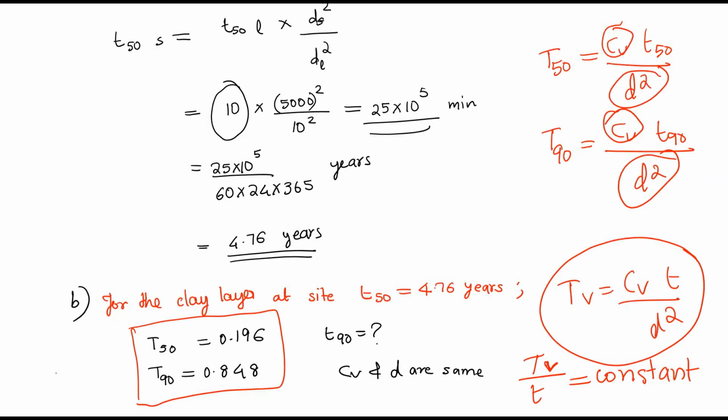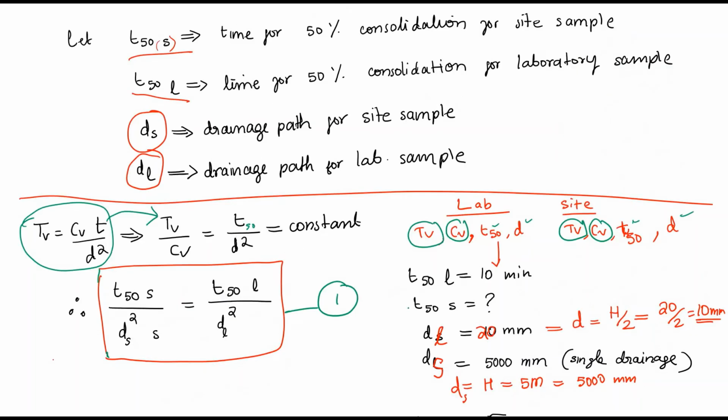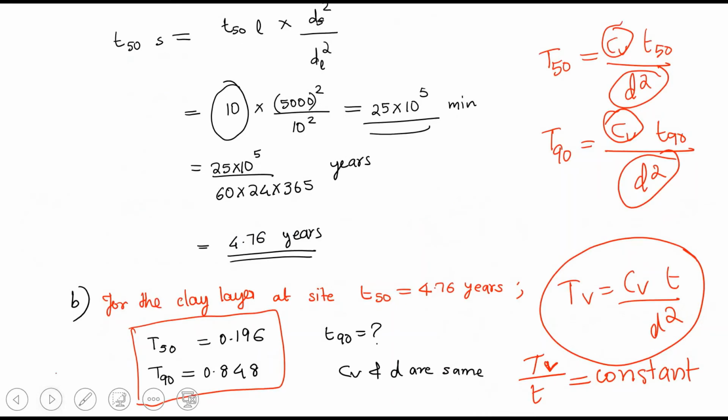Okay, so we can find out the time required for the site sample from this equation. T50 of site is equal to T50 of lab into D square by DL square. T50 of lab is 10 minutes. DS square, the site sample's drainage path, is 5000 square, by DL square, the lab sample's drainage path, which is 10 square. So we will find the total answer, and it will be in minutes.